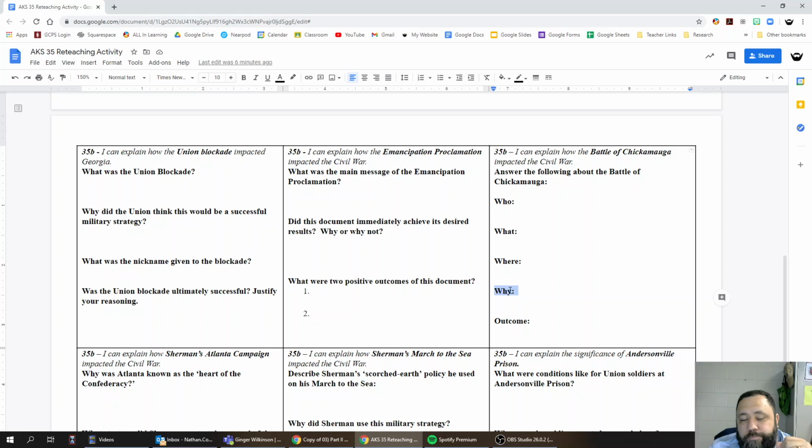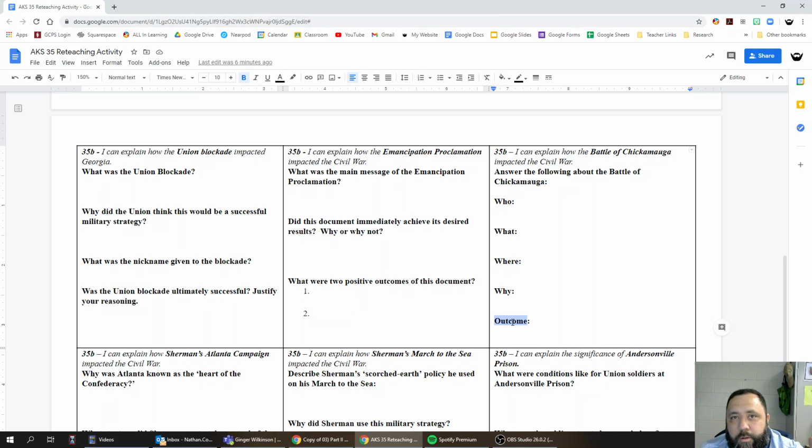Why did it occur? Because the Union had just captured Chattanooga and was chasing the Confederate Army, trying to capture it, or trying to break it, basically. And the Confederate General Bragg did this pretty crazy military maneuver where he swept his forces back around, kind of caught the Union Army by surprise, and ultimately that gets us to the outcome here. It was a significant Confederate victory.